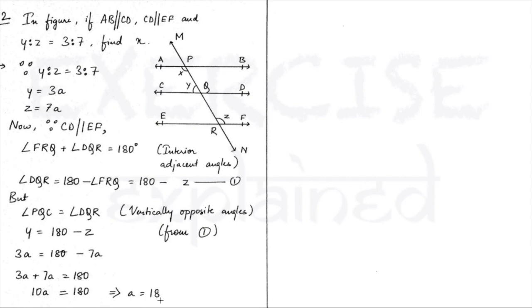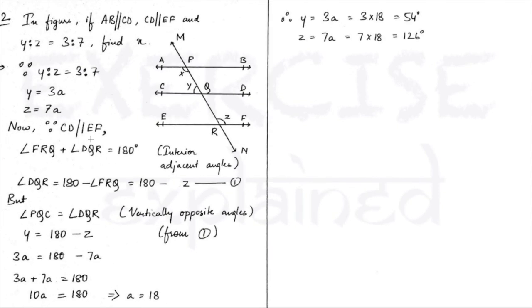Now we get the value of A. Now we'll be substituting this in Y is equal to 3A. So we get 3 into 18, that is equal to 54 degrees. So that's the value of Y. And next what we got to do is Z is equal to 7A, that is 7 into 18, that is equal to 126 degrees.